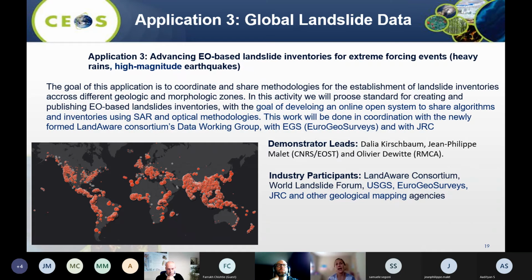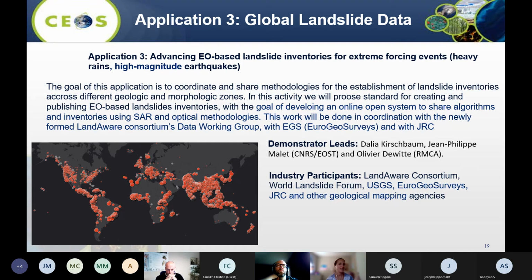And then lastly, looking at global landslide information. This is where Jean-Philippe, Ben Miras, Olivier and I are leading this effort. The goal is to connect with some of the international groups. So LandAware is right up front, the World Landslide Forum, and then some of the other agencies working on this.